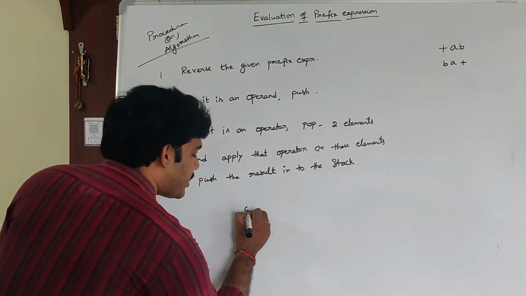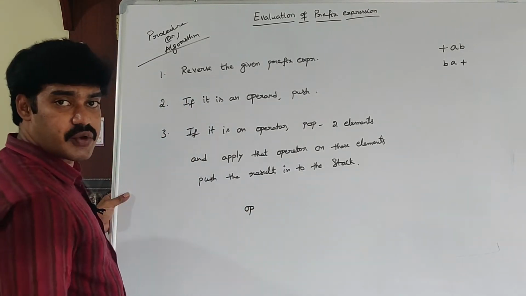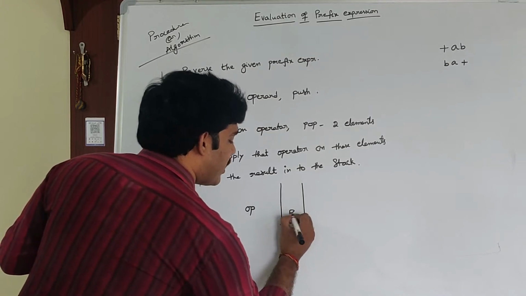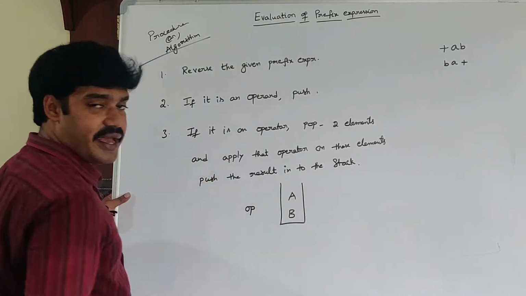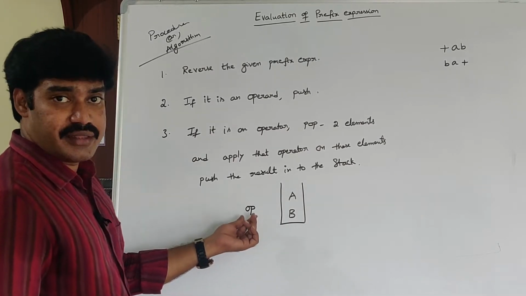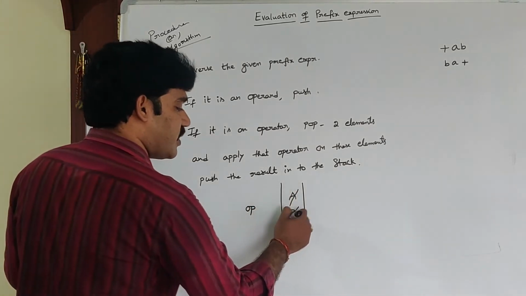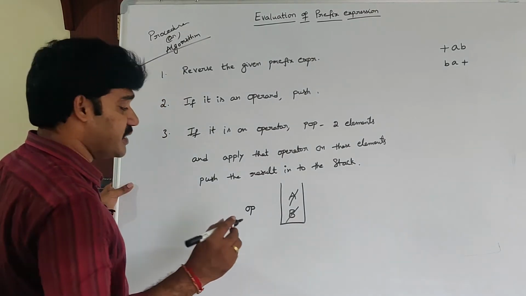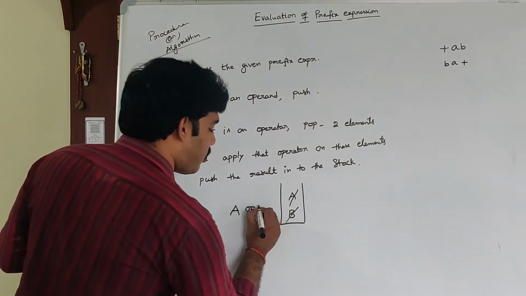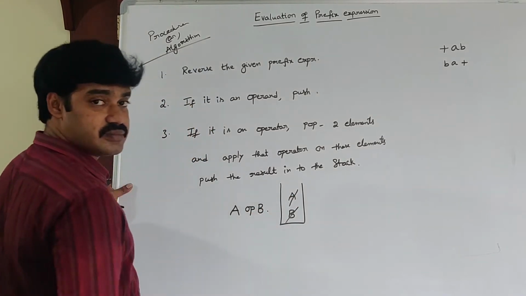Assume that your operator is OP. Your stack operands are B as well as A. Then if an operator is encountered, pop the topmost two elements from the stack. Here the important thing is to place the first popped element on the left hand side and the second popped element on the right hand side.